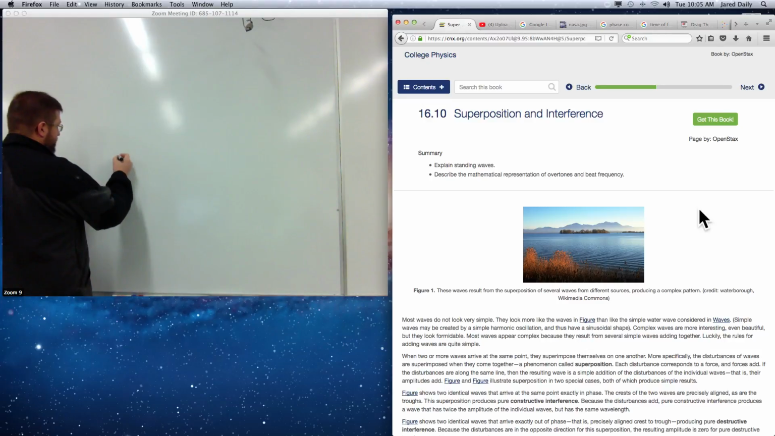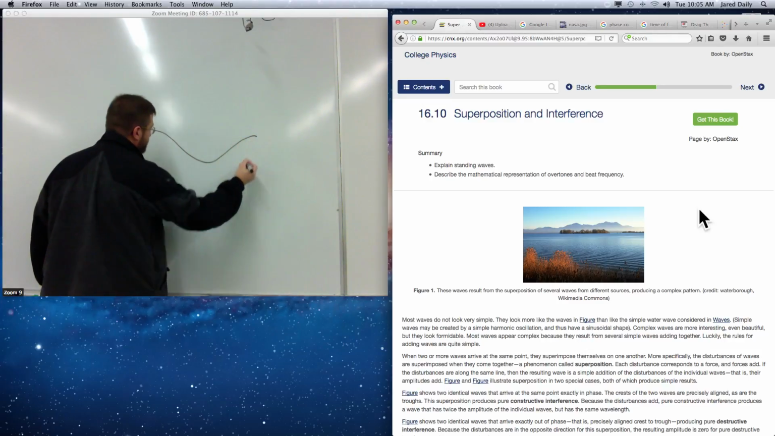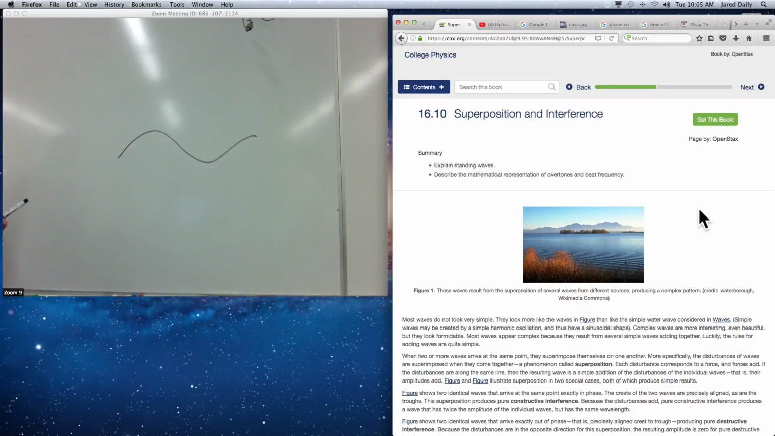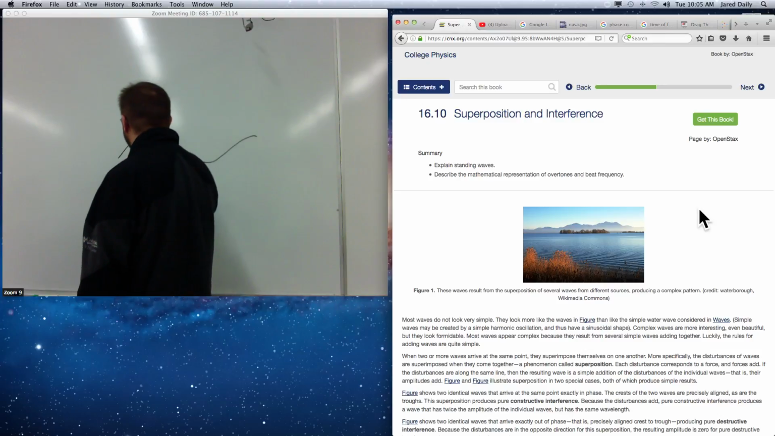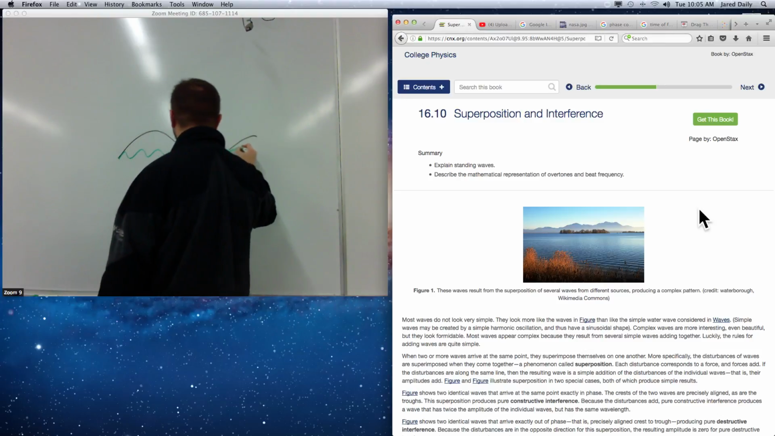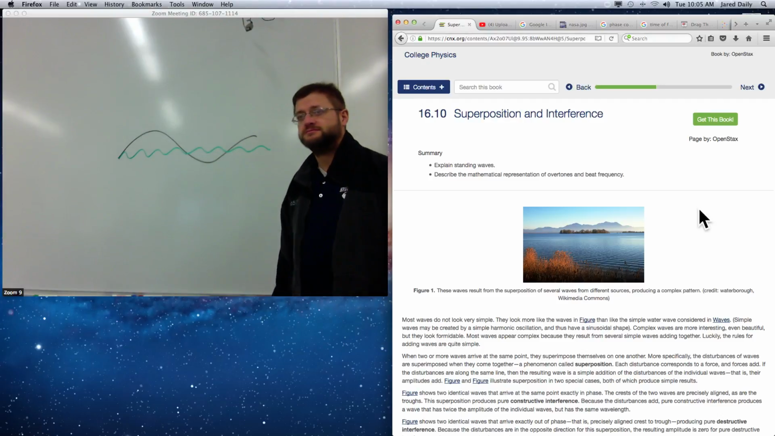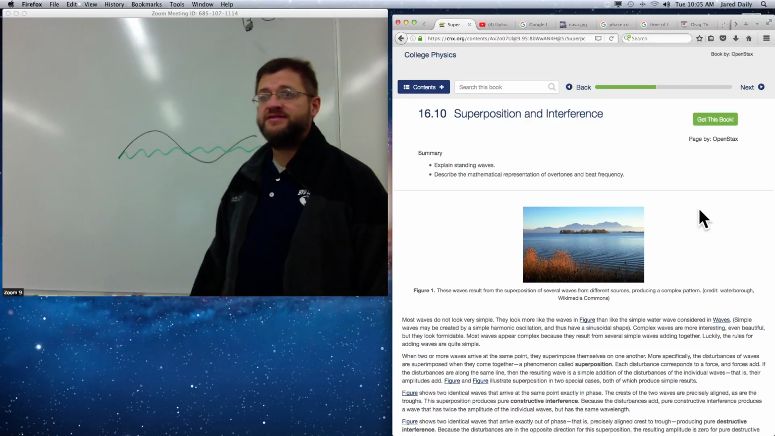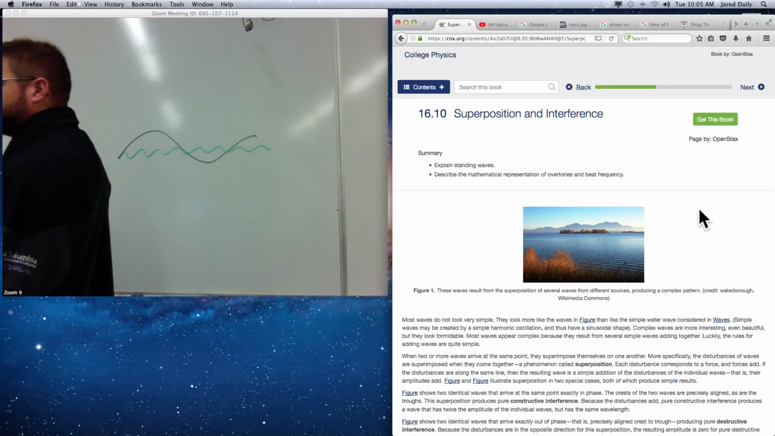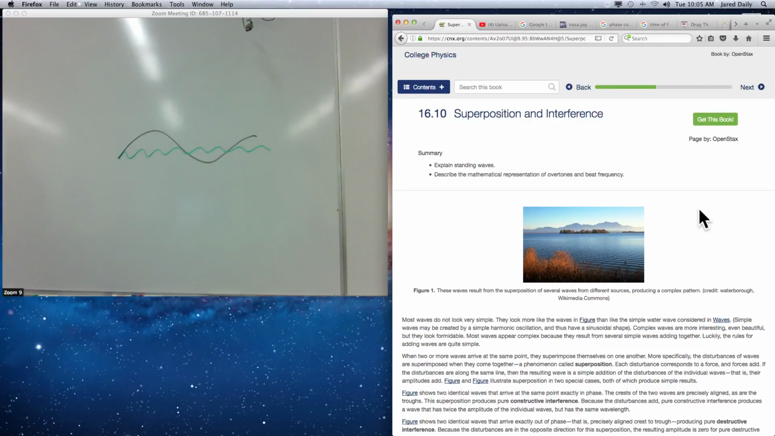So we have a wave. Here's our wave. And I'm going to put another wave over that wave. I'm just going to put it right on top of it, just like this. That's superposition. And if these two waves are the same kind of wave, if they're both water waves, then they will combine into a new wave, which is what we call interference. They will interfere with each other.